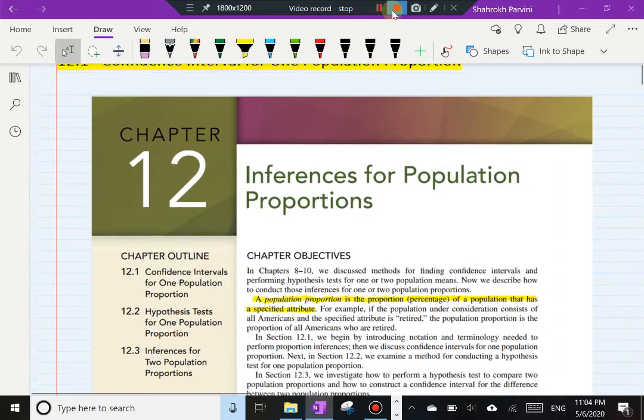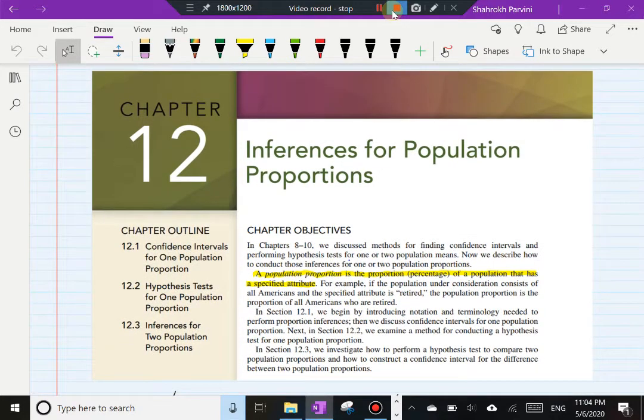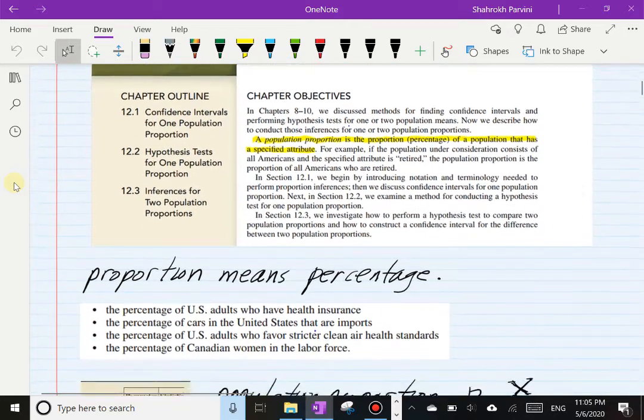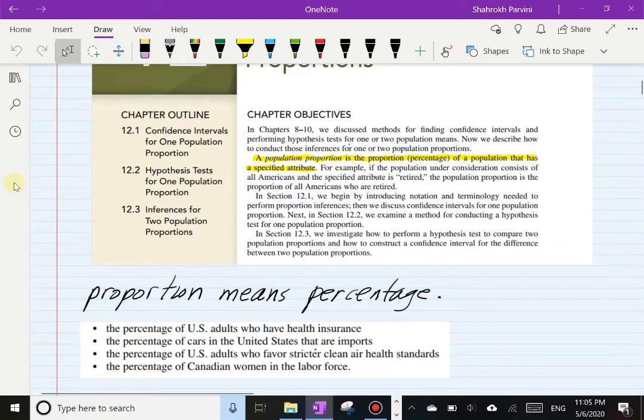Now, the word proportion in Chapter 12 means percentages. That's what that is. So when we talk about population proportion, it means population percentages. That's what we're interested in. And you can also see here, I have highlighted the author's statement. The population proportion is the percentage of population that has a specific attribute or characteristic. And that's what we're going to discuss. So keep that in mind, that proportion means percentage.